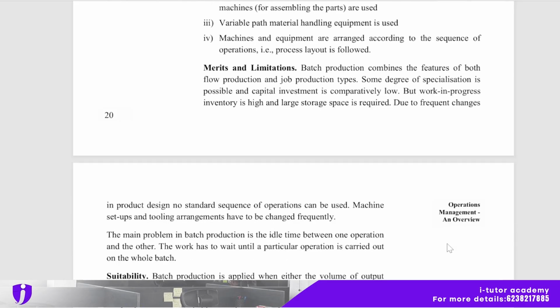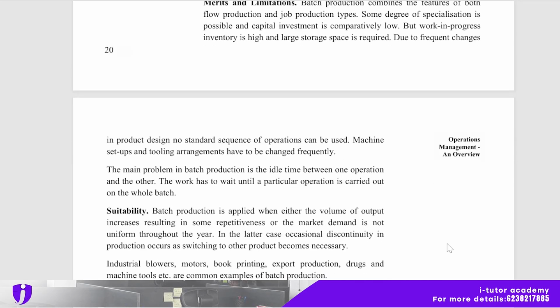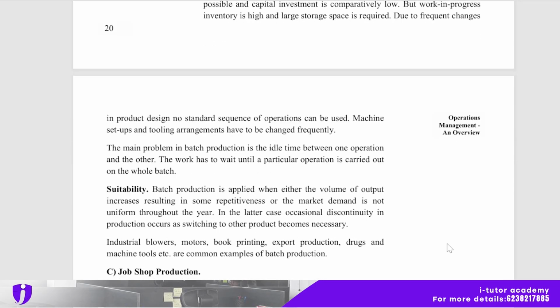Merits and limitations: batch production combines the features of both the flow production and the job production types. Some degree of specialization is possible and capital investment is comparatively low. But work in progress inventory is high and large storage space is required. Due to frequent changes in product design, no standard sequence of operations can be used. Machine setup and tooling arrangements have to be changed frequently.